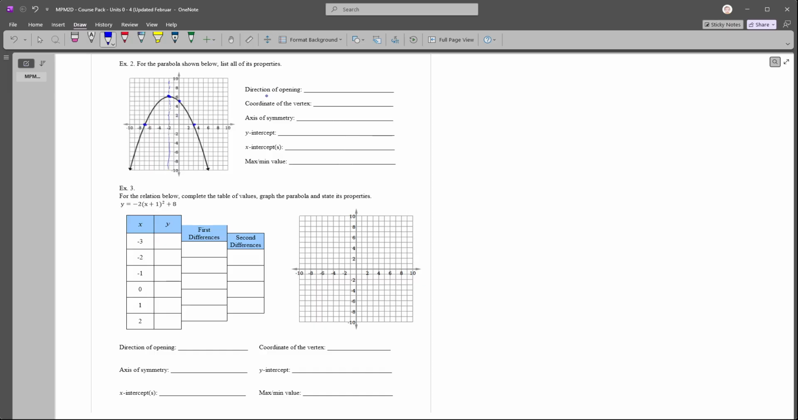First of all, direction of opening. It's opening down. Okay. The coordinate of the vertex. Well, this is at -2, 6. So -2, comma 6. What's the axis of symmetry? Well, it's always going to be the x component of the vertex. So x is equal to -2. Always going to be the x component of the vertex. Y-intercept, it only crosses the y-axis at one location, which is at 0, 5 by the looks of it. Okay. And the x-intercepts. So the x-intercepts are at -7, 0 and 3, 0.